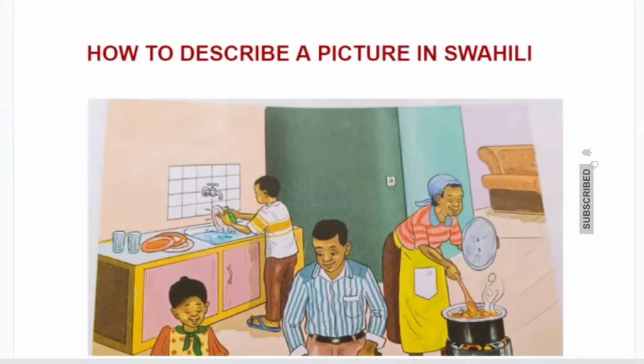Hello and welcome back to today's Swahili lesson. My name is Jacinta. Katika darasa la leo, in today's class, I'm going to teach you how to describe a picture in Swahili language.